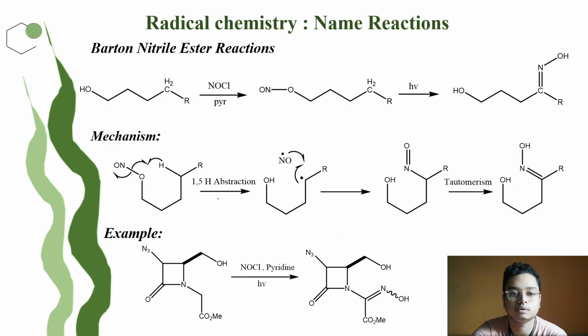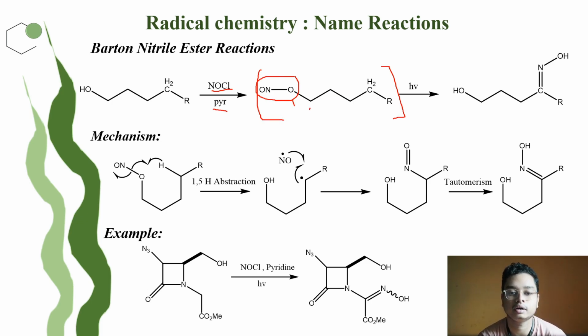Now let us talk about another very important reaction, especially in the photochemistry pathway: the Barton nitrite ester reaction. It is observed when this is the starting material. This starting material is initially generated from an alcohol by treating with NOCl in the presence of pyridine, to generate the ONO compound, and then there is a 1,5 hydrogen transfer that takes place.